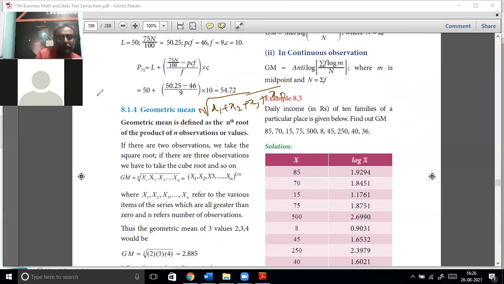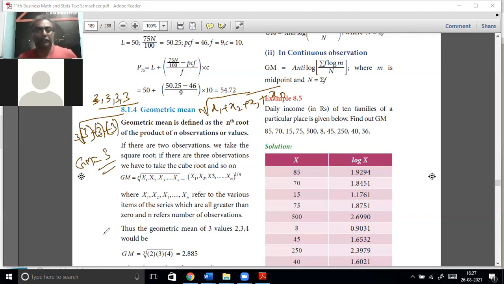Suppose there are three values, let us say 3, 3, 3. Then it is 3 into 3 into 3, the whole cube root, which is 3. This is the geometric mean. Okay, that is how it happens.